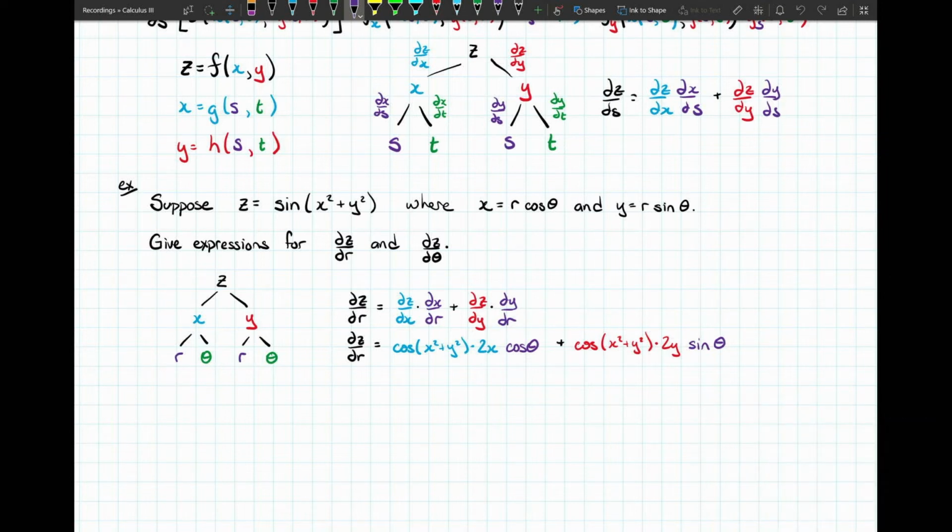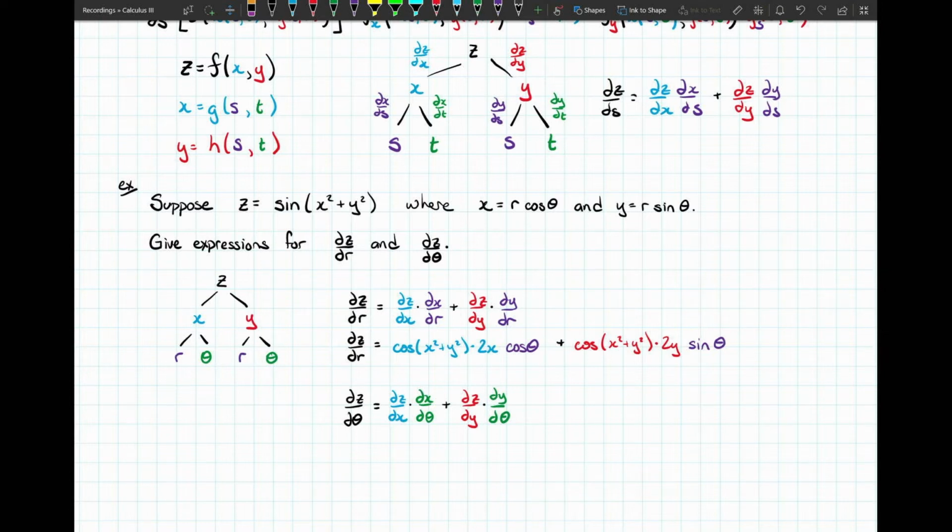Now it's time to look at the partial derivative of z with respect to theta. We'll have to go through x first and then to theta, and then we'll consider the rate of change of z with respect to y and then through theta that direction. That gives us our chain rule formula. Del z by del theta equals del z by del x times del x by del theta, plus del z by del y times del y by del theta. And we've already got several of these derivatives already calculated.